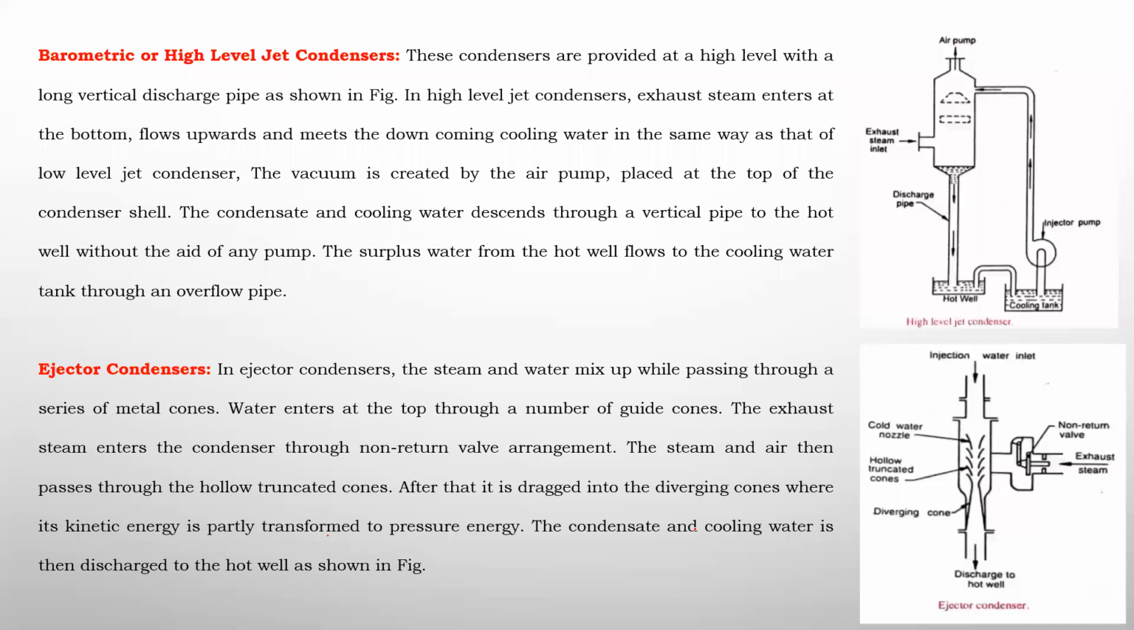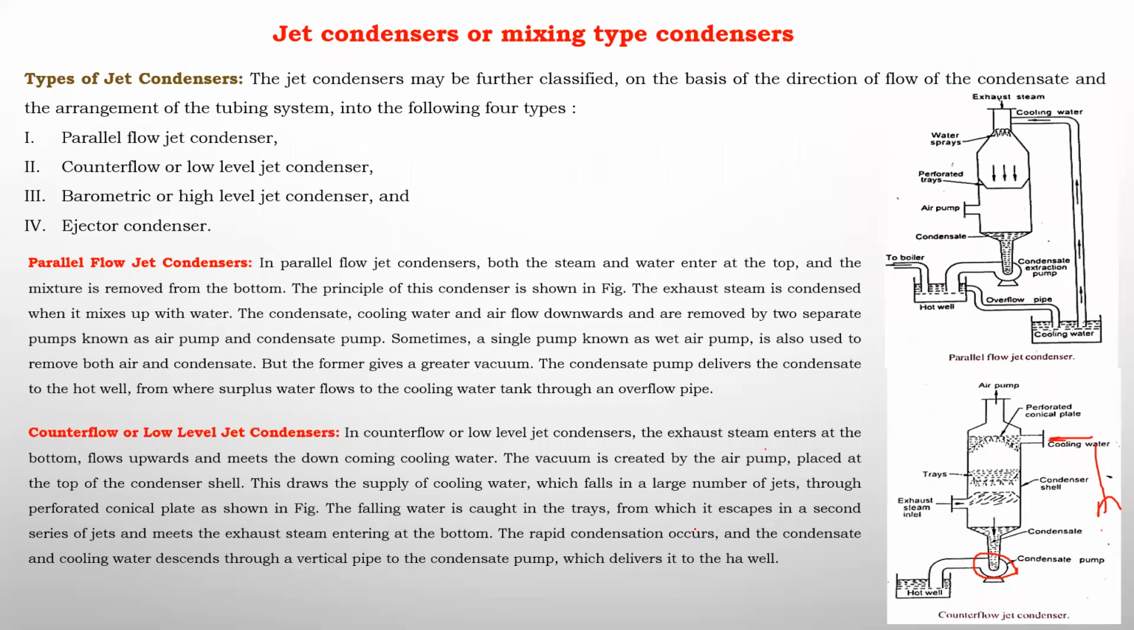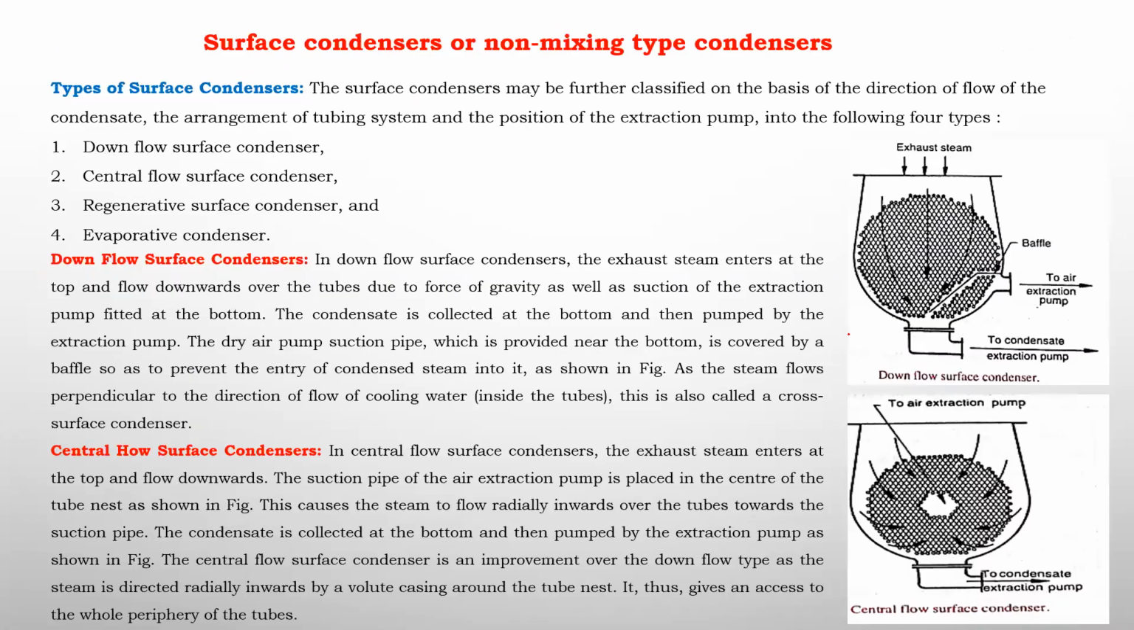These are nothing but jet type surface condensers. A jet type surface condenser is nothing but a mixing type condenser. In a mixing type, the cooling water and the steam get mixed, and because the cooling water may contain scales or impure particles, these impure particles we need to avoid entering the boiler. For that purpose, we are going for surface condensers.